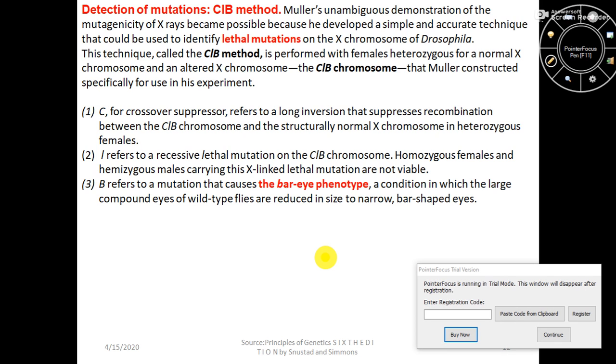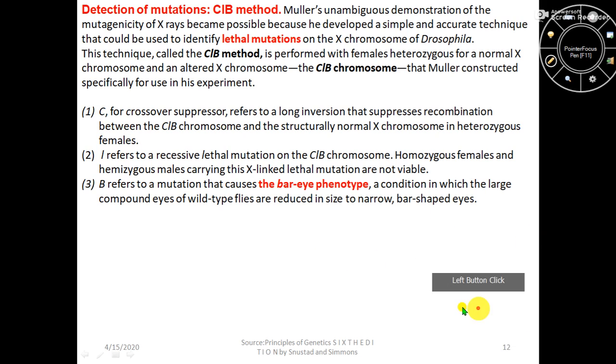Muller's experiments with these chromosomes and the effect of X-rays became possible. He developed a simple, accurate technique that could be used to identify lethal mutations on the X chromosome of Drosophila. This technique is called the CLB method. It is performed with a female heterozygous for a normal X chromosome and an altered X chromosome, the CLB chromosome that Muller constructed specifically to use in his experiment.